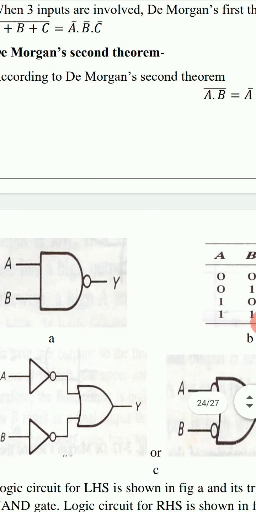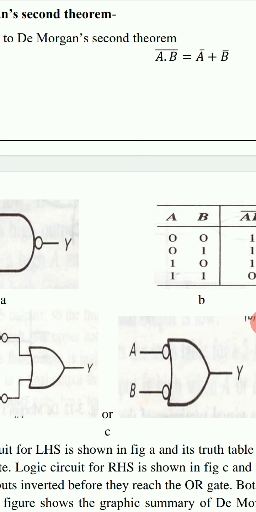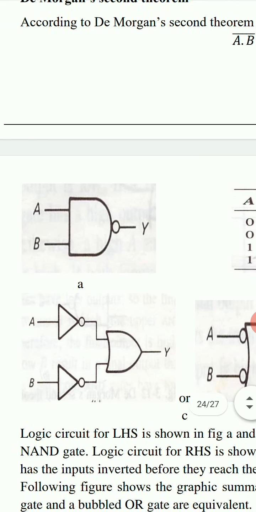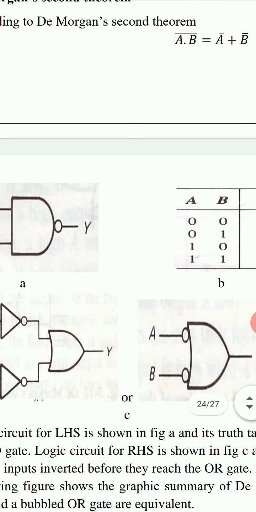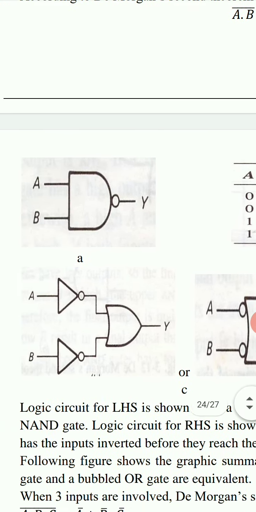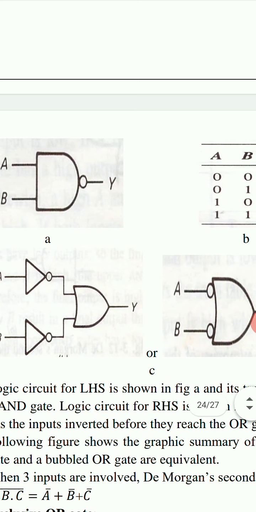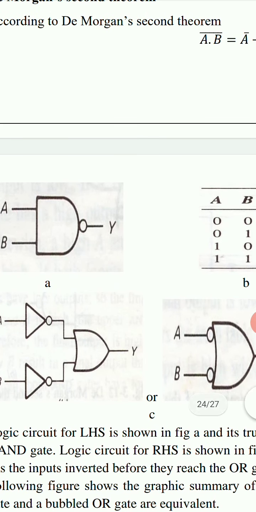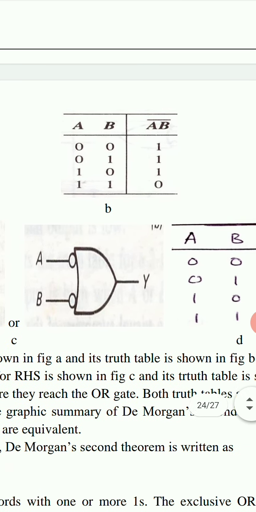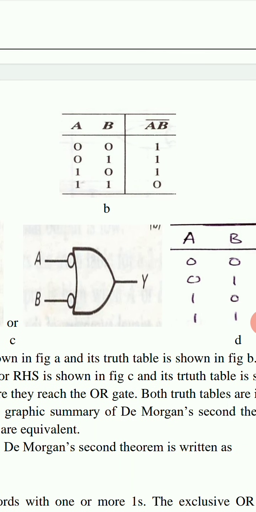Now De Morgan's second theorem is (A dot B) bar equals A bar plus B bar. We make logic circuits for both sides. This is the logic circuit for the left hand side, Y equals (A dot B) bar. It is an AND gate followed by a NOT gate, so it is a NAND gate, and its output is (A dot B) bar. This is the truth table for this Y output, (AB) bar.